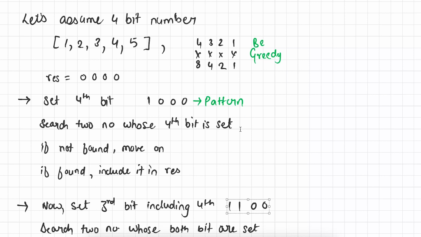It means all the set bits in this number are exactly the same as in the two numbers present in the array, such that when we do a bitwise AND of both the numbers, we get this number, and that number is going to be the maximum number.